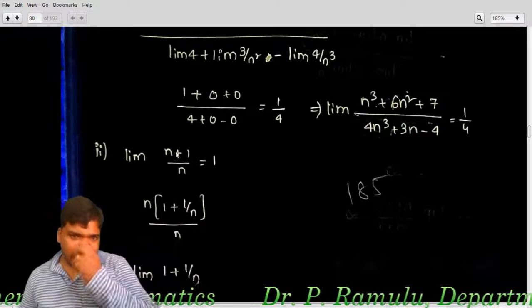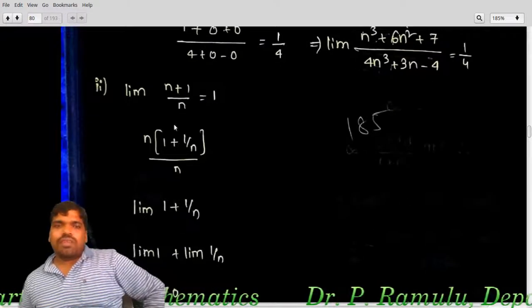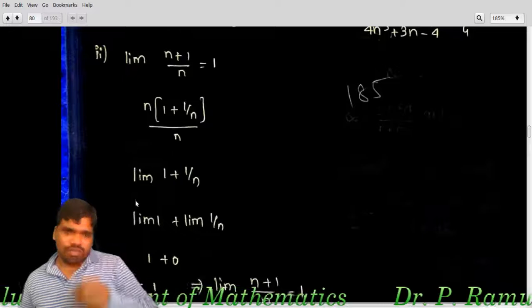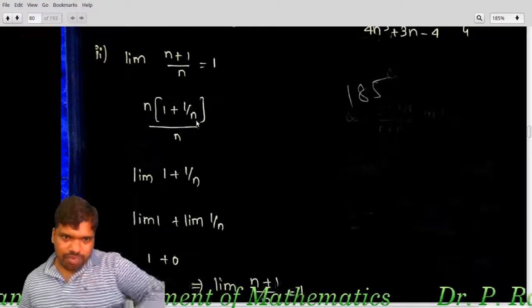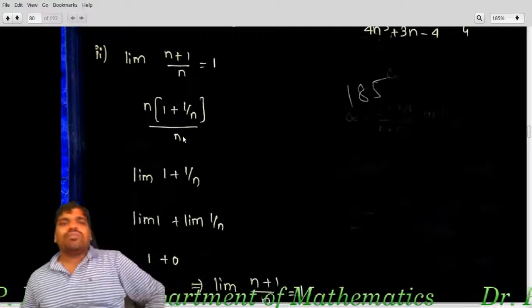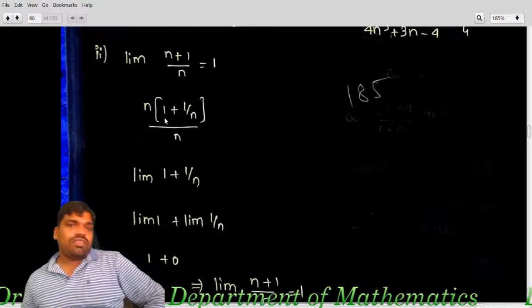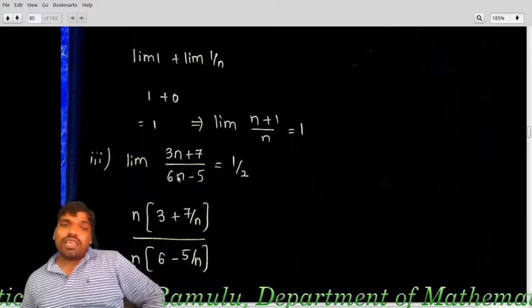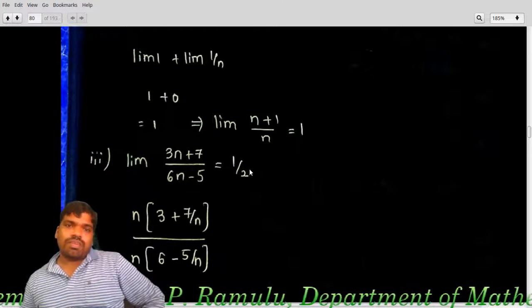Here also we can take n and cancel it, 1 by 1 plus n. Apply the limit here: 1 plus 1 by n, and n cancels. This is 1 plus 0, that equals 1. So you can take n and cancel, 3 by 6 is nothing but 1 by 2. Simply you can take that.